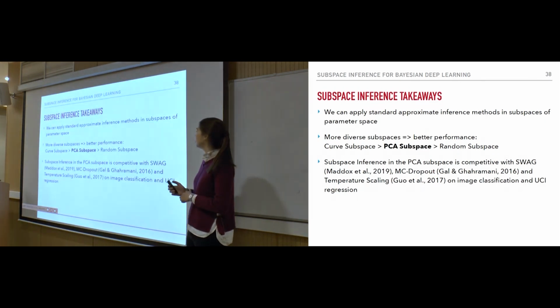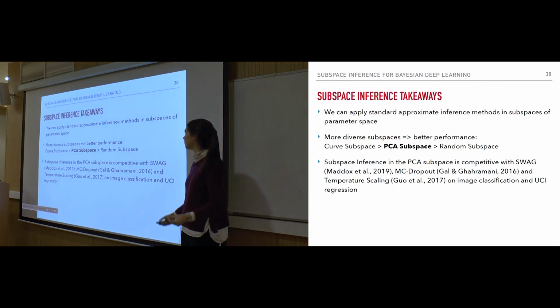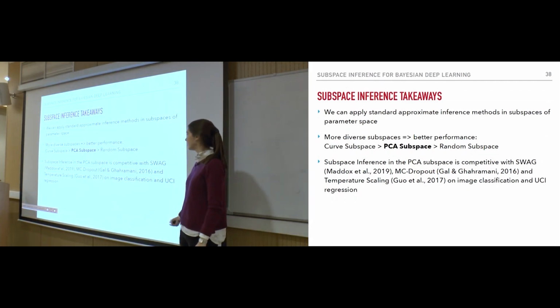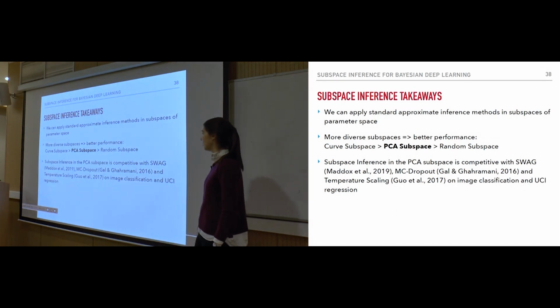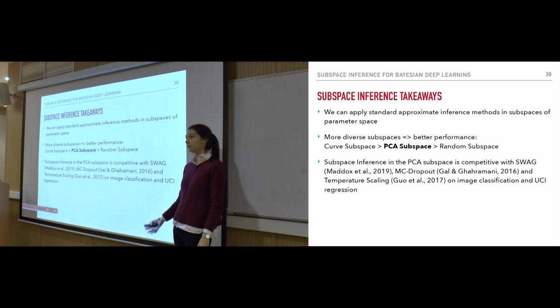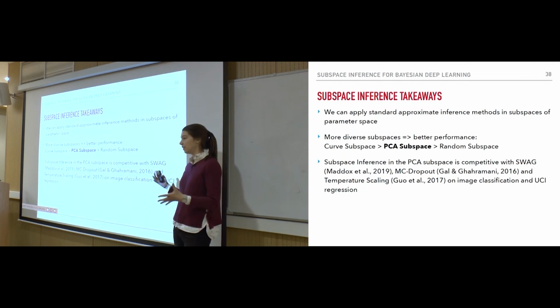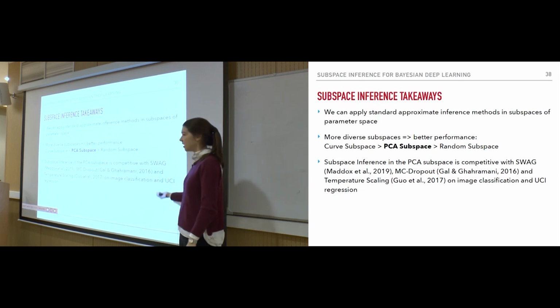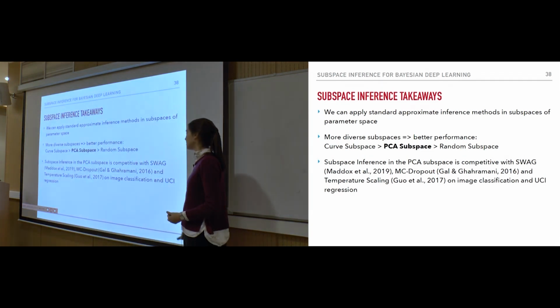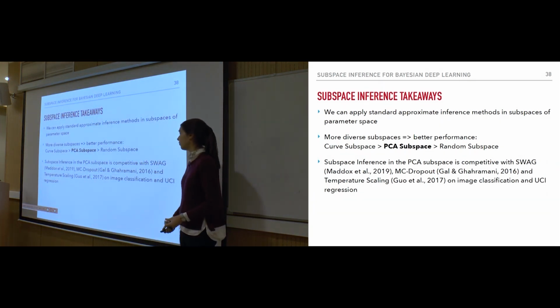So for the summary of this paper, we can apply many standard approximate inference techniques in very low dimensional subspaces and get a good uncertainty representation. Maybe the biggest takeaway of this paper is that the subspace choice matters a lot, and the more diverse subspace we use for approximate inference, the better results we can get. PCA was a good trade-off that we suggested between the computational cost and performance. And in general, subspace inference in the PCA subspace was competitive or better with many prior works.